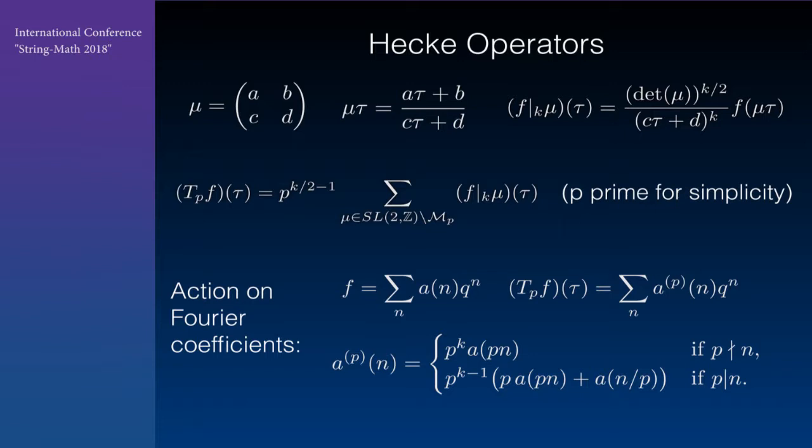You can write an explicit expression for what this coset is, and then translate that into an actual relationship between Fourier coefficients. So if you have a modular form, which has a Q expansion in terms of coefficients A of n, then its Hecke image will have some coefficients A_p of n, and the formula at the bottom of that slide gives you an explicit expression for the coefficients of the Hecke image in terms of the coefficients of the original modular form. And this depends on the divisibility of n with respect to the prime p.